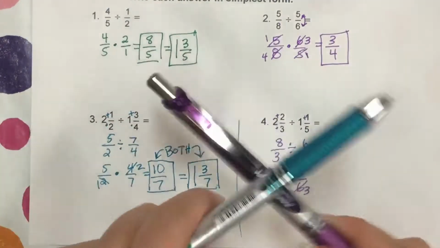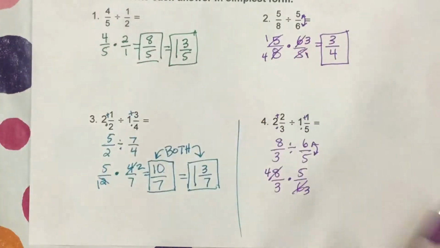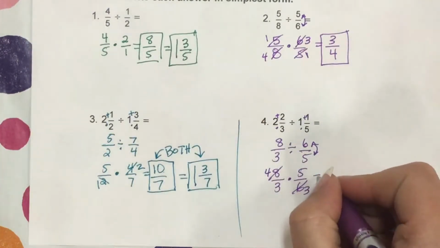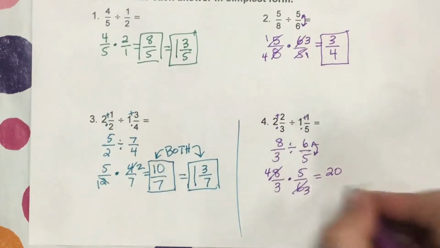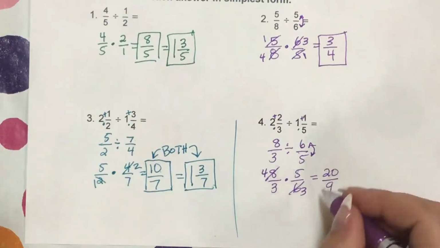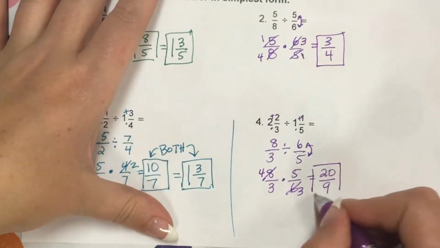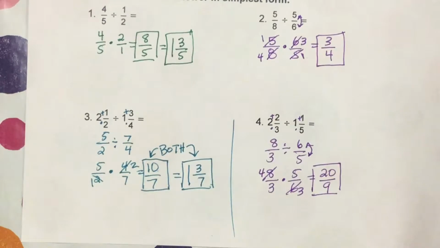Now that we have cross-canceled, guess what we do? We multiply across. Let's do it. 4 times 5 is 20, and 3 times 3 is 9. So our answer is 20 over 9, but wait, there's more.